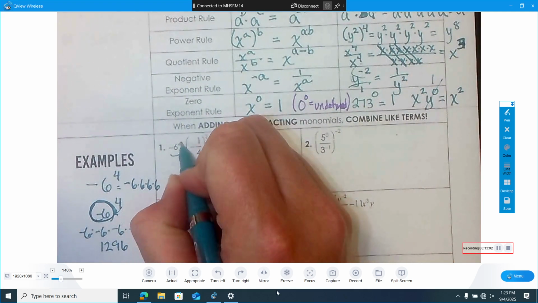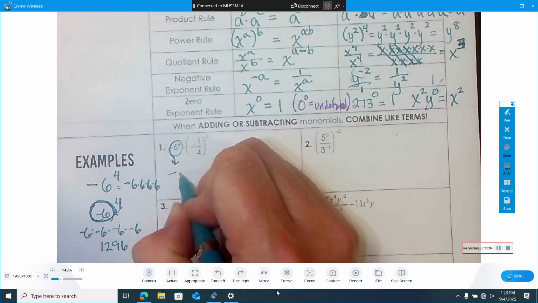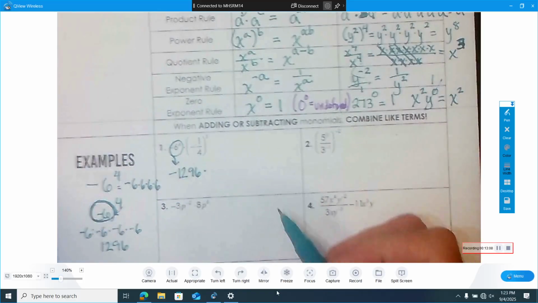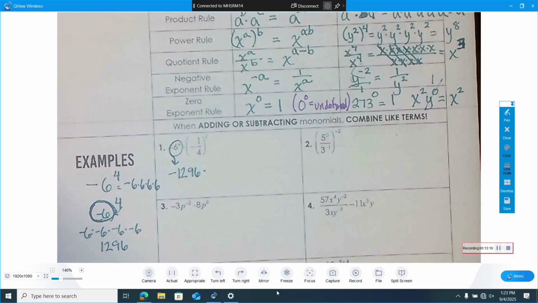Here we have, so this turns into negative 1296 times, what is negative 1/4 squared? What does it mean?